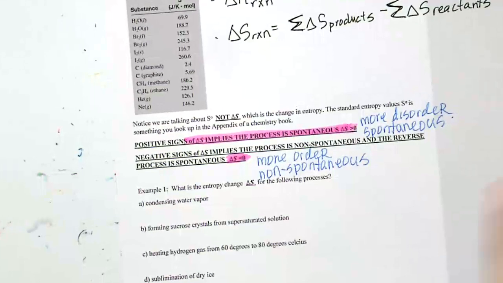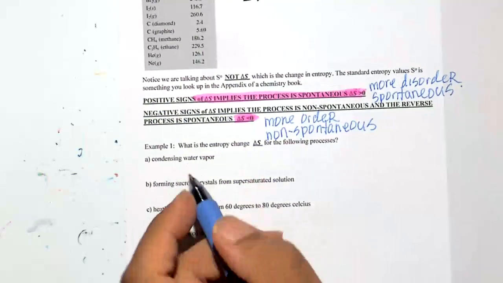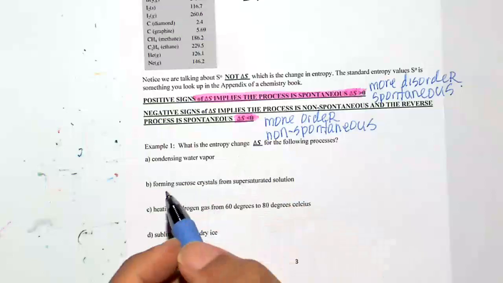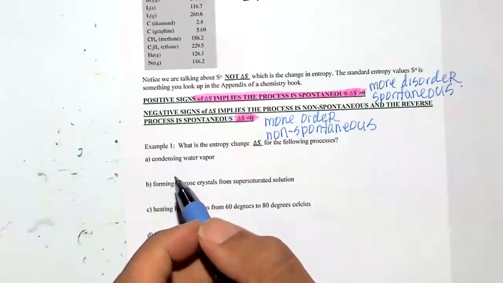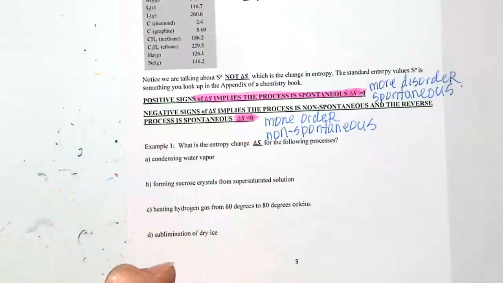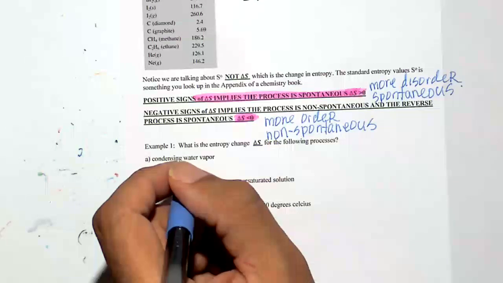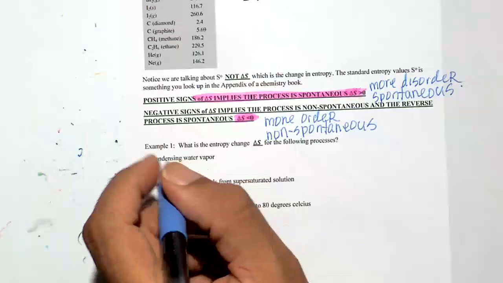So let's do some problems here. All right, predict the entropy change from the following processes. Would it be positive or negative? Would this be an increase in order or an increase in disorder? Condensing water vapor.